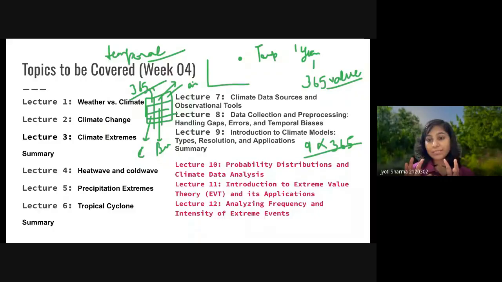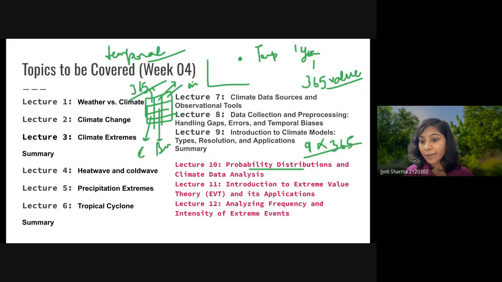Based on these data, we need to extract some information. So how can we extract some information? For that, it is very important to learn about probability distribution. Okay, but before that, let me take one question that Geeta Anjali asked me.